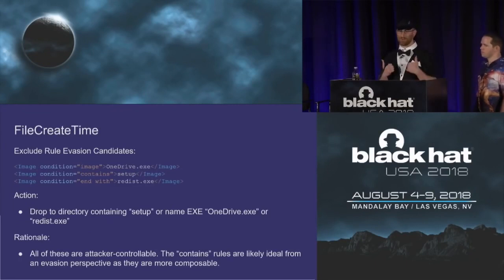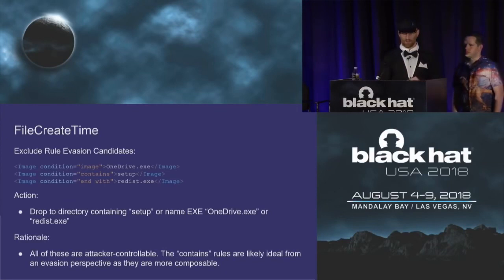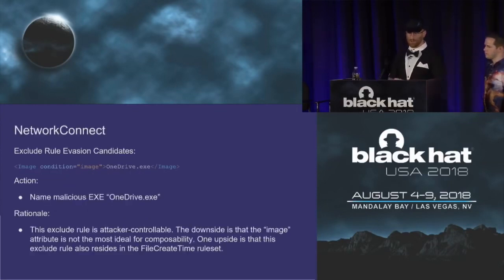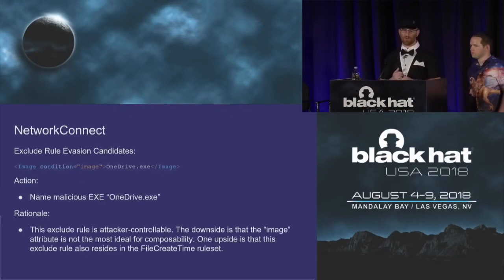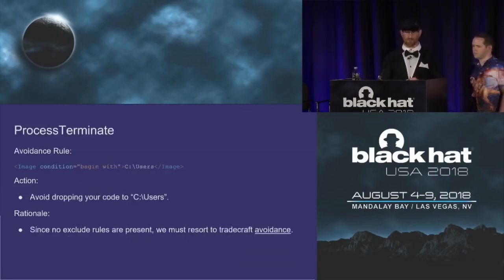We got another really good contains rule. So setup can be anywhere in the image path. Network connect. We have one that is not quite as good. So the file name must be OneDrive.exe in order for us to evade network connections. And that's based on the image condition. Process terminate, there weren't any good evasion candidates, so we would have to fall back to tradecraft avoidance.